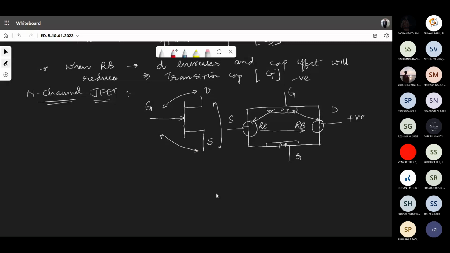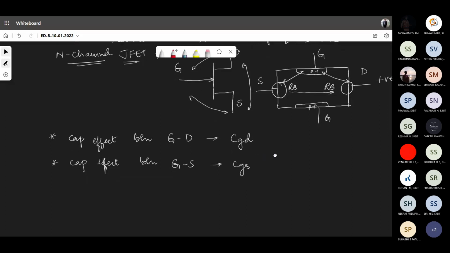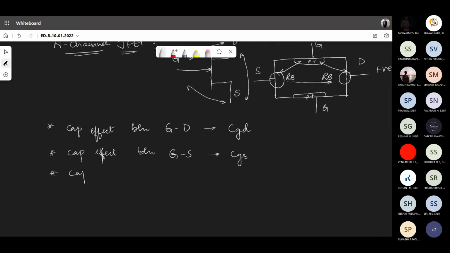Let's give the name to all these three. Whatever the capacitance effect that is seen between gate as well as drain, let me call it CGD. Whatever the capacitance effect that I observe between gate as well as source, let me call it CGS. And whatever the capacitance effect that you see between drain as well as source, we call it CDS. So these are the three different types of capacitors.